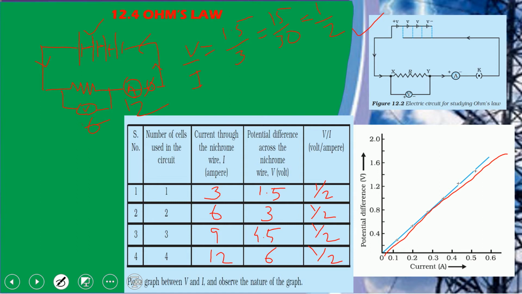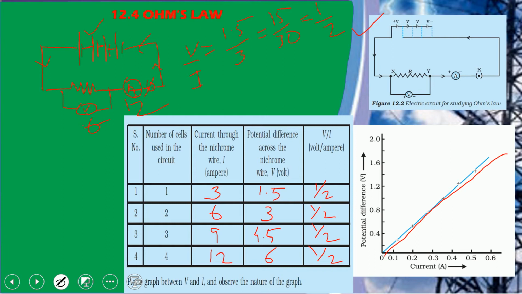Now, among this, you understand one thing: when we change the potential difference, the current passing through the conductor is increased too. The ratio remains the same in all these cases, that is V upon I. So we can say that V upon I is a constant here.